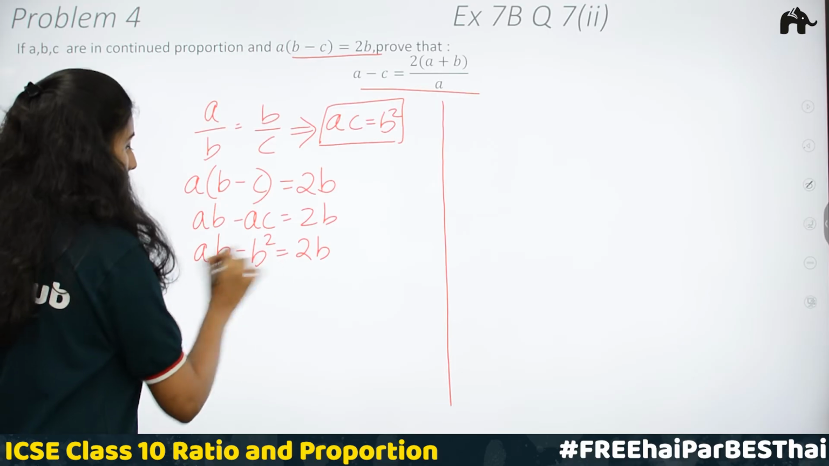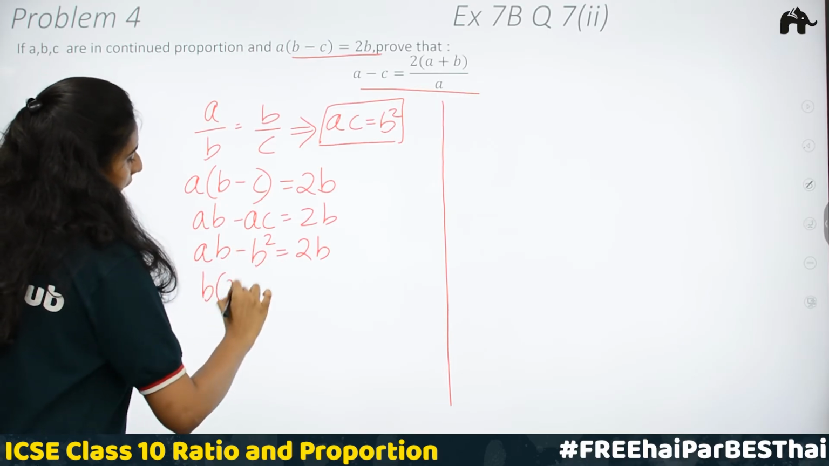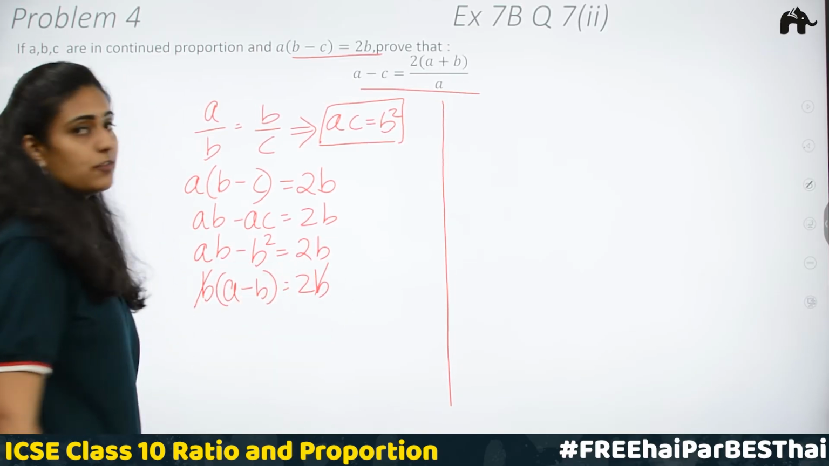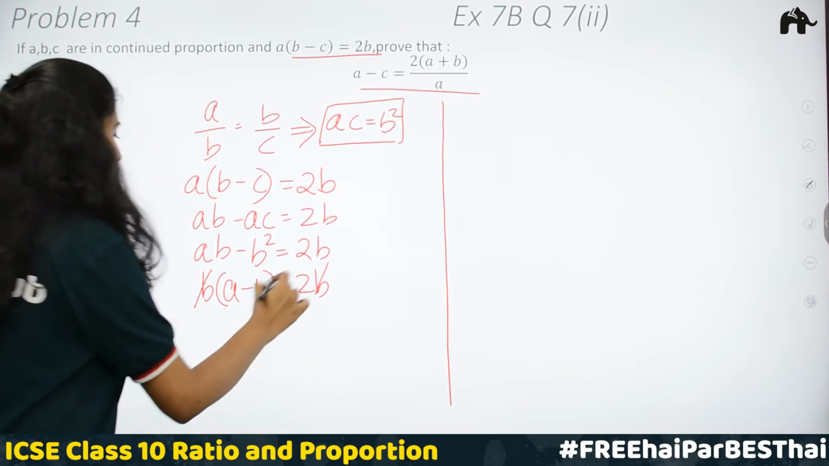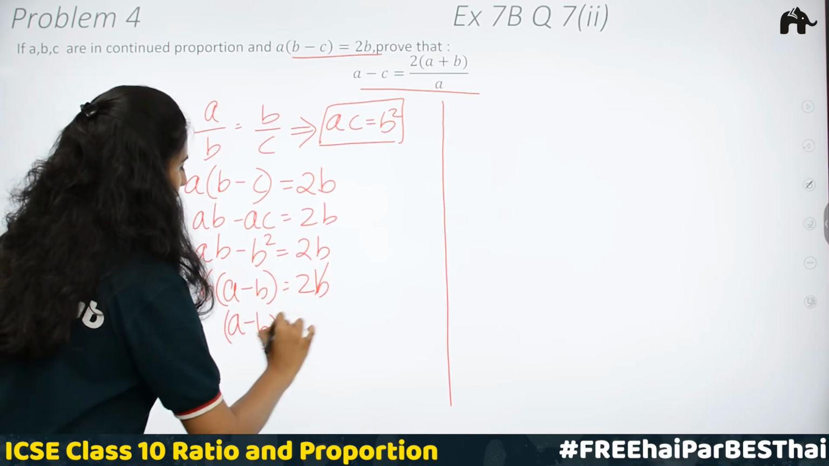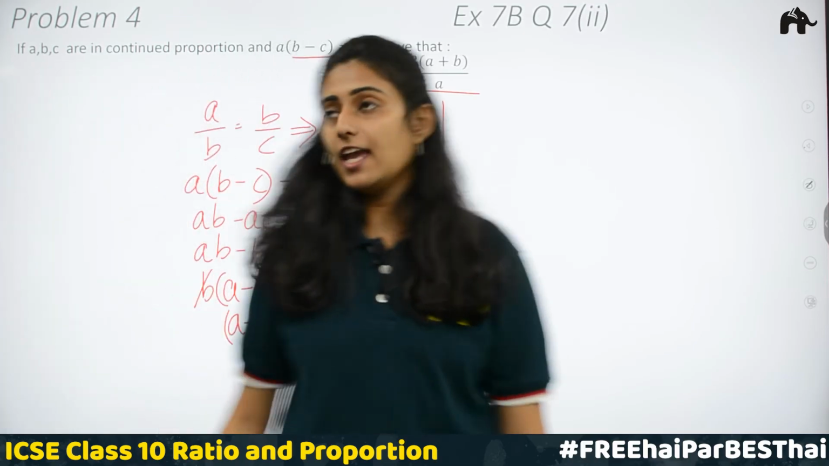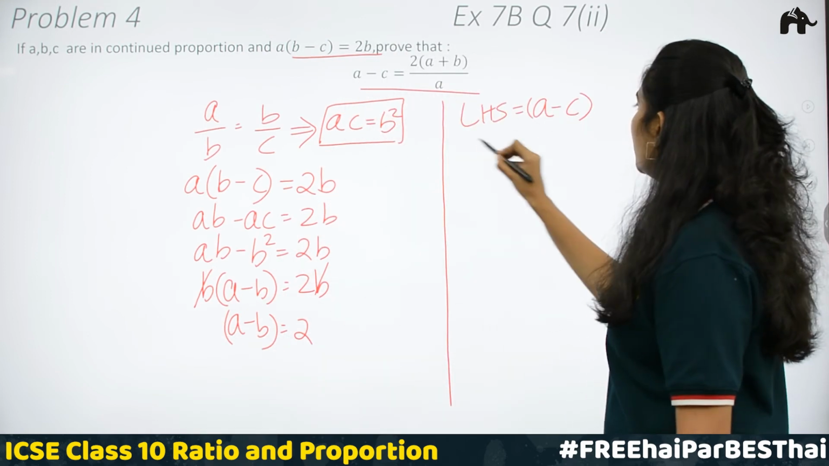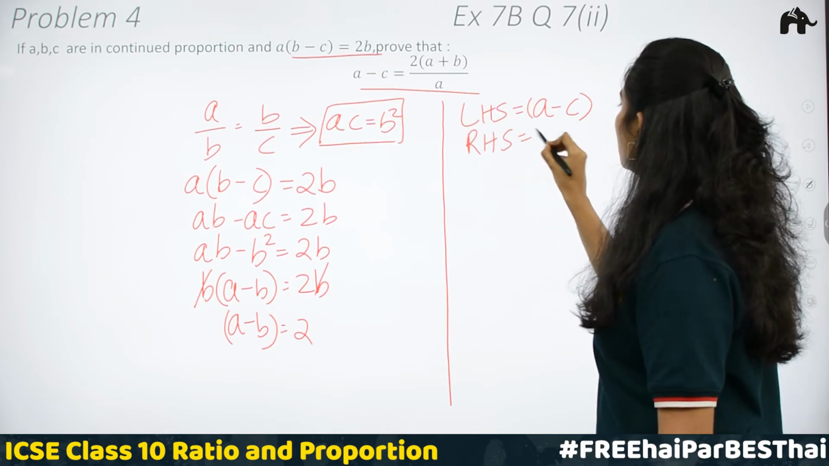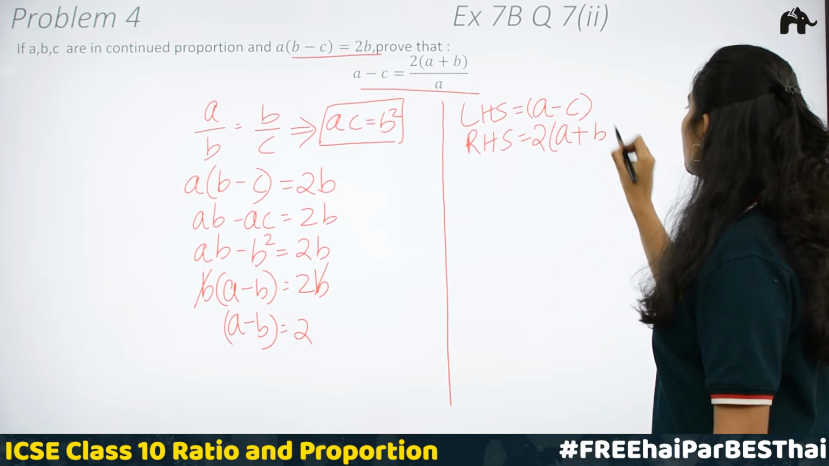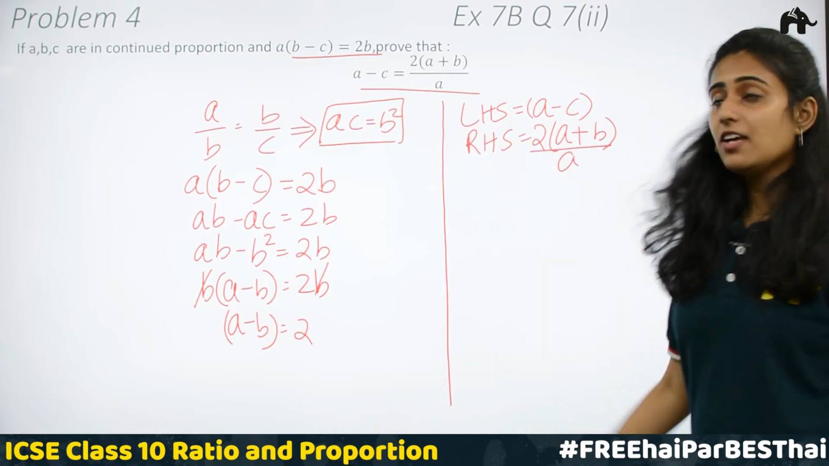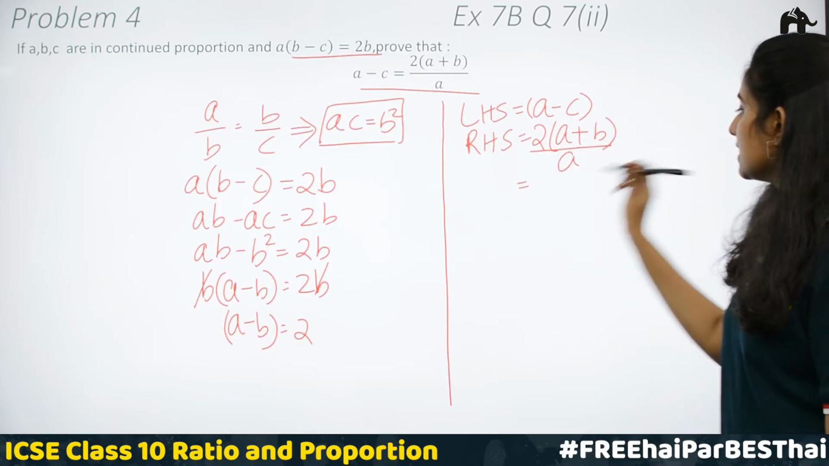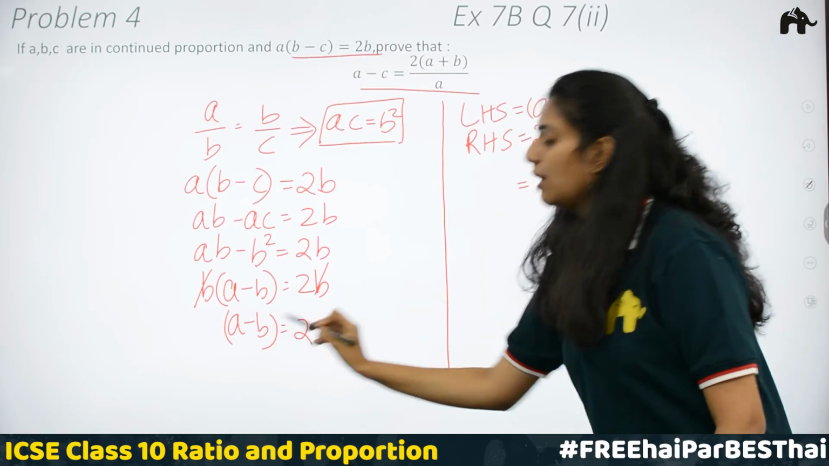Taking B common, remaining we have A minus B, that is equal to 2B. Cancelling B from both LHS and RHS, we get A minus B is equal to 2. Here in this question, LHS we have A minus C. What about RHS? RHS is equal to 2 into (A plus B) divided by A. We need to make some modifications here. This can be written as 2 is equal to A minus B.